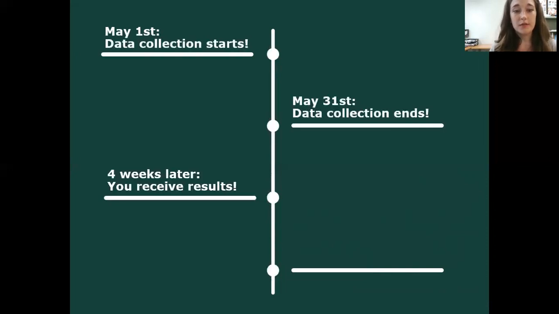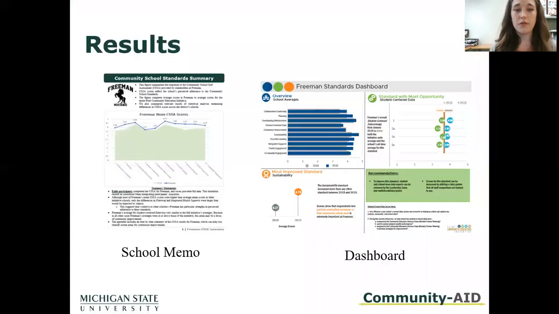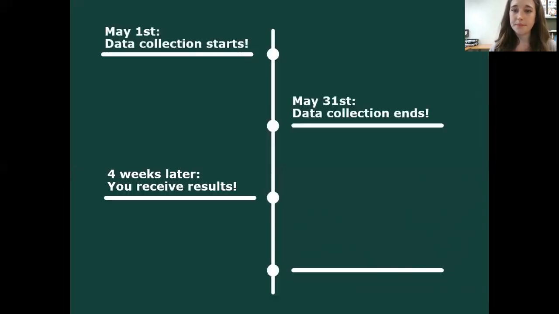And then 4 weeks later, you're going to receive the results in 2 different forms. So we have the school memos, which compare how your school is doing in relation to other schools in the initiative. And then we're also going to be providing the standards data in that dashboard format, which looks at how your school has been doing on the standards over time. And so finally, over the summer, we're going to be doing some data-driven planning to use the standards data to create a plan for your school, how you can further improve the initiative at your school.